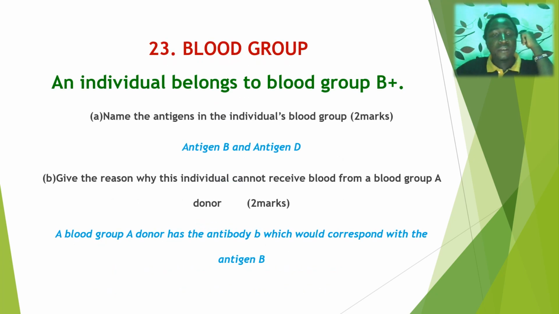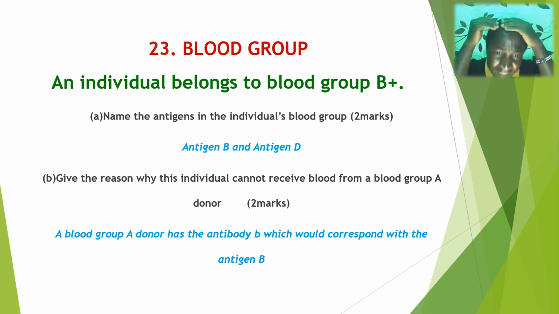23. Talking about blood groups. An individual belongs to blood group B plus or B positive. Name the antigen in the individual's blood group. We have antigen B and antigen D. Remember, that is something to do with the rhesus. So when we have rhesus positive, rhesus negative, that is known as antigen D.